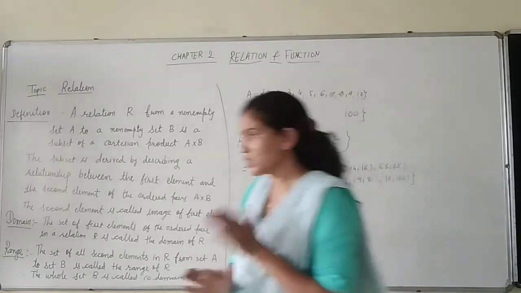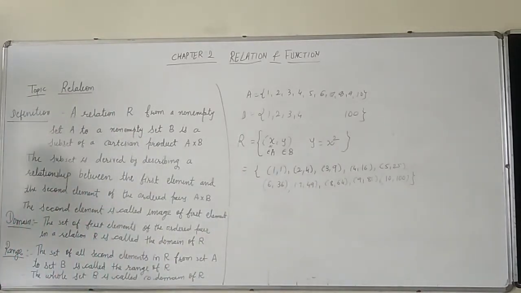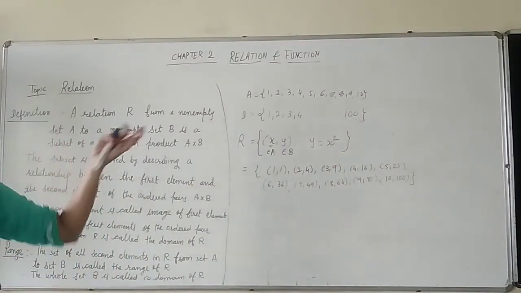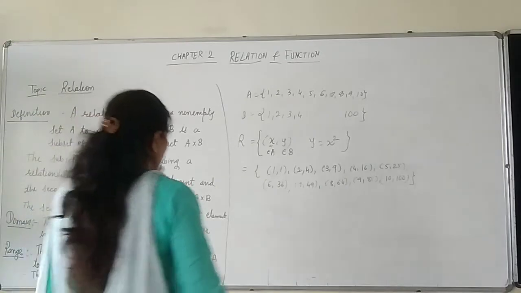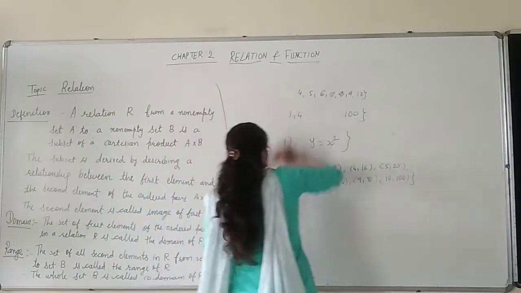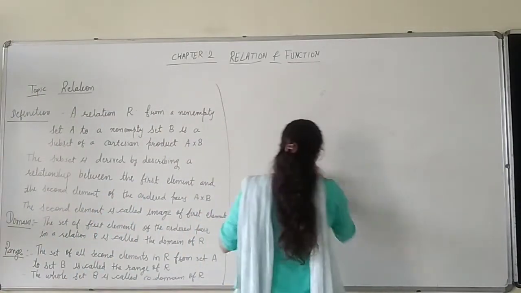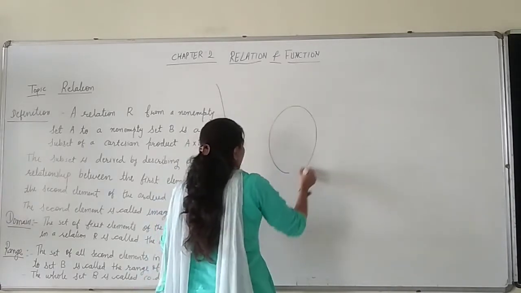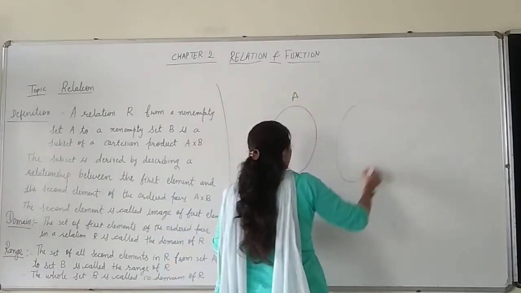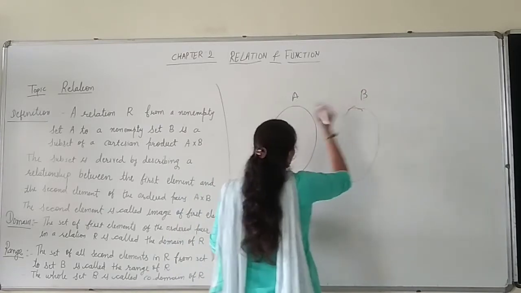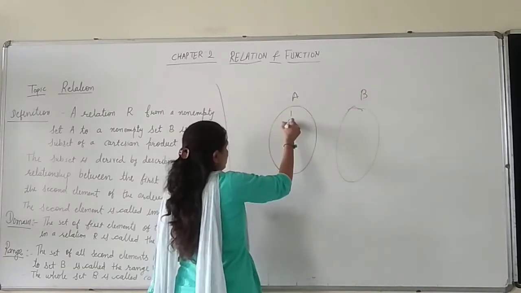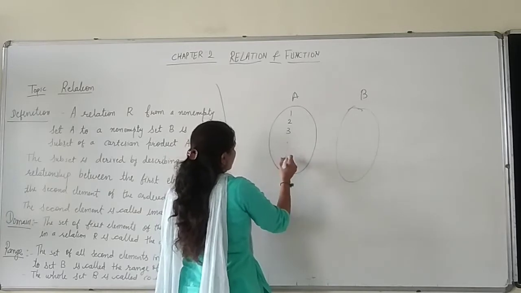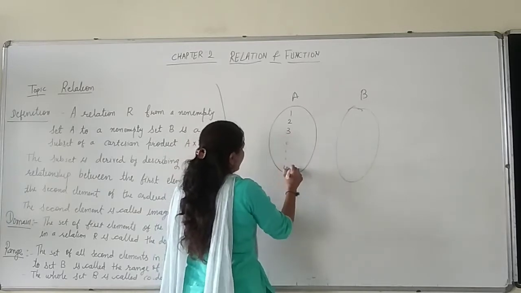Now we are going to define relation, students. We have defined so much about what a relation is. We have also drawn the Venn diagram of the relation. That is called the representation of the relation. So here I am writing the set A and here the set B. Let me take the last example. So A is equal to 1, 2, 3 up to 100, right?